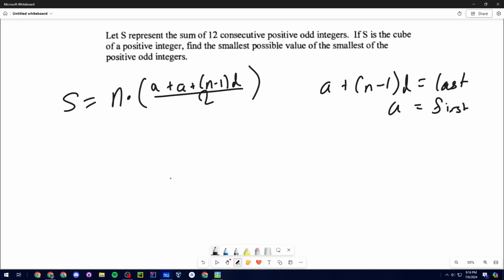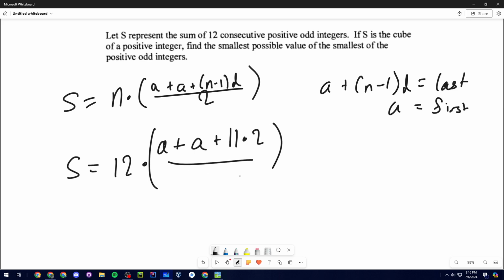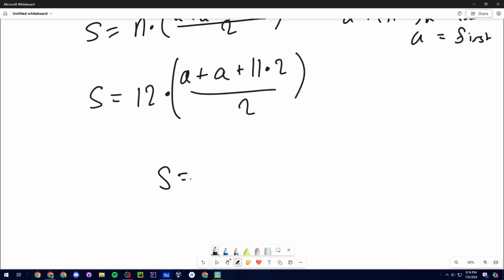So we can literally just plug it in, right? So S is equal to 12 times A, I don't know what that is, plus another A, plus 11 times 2, because it's consecutive positive odd integers, so they differ by 2, over 2. Okay, that's cool, because that just ends up being S is equal to, sorry, someone's calling me. Okay, S just equals 12 times A plus 11.